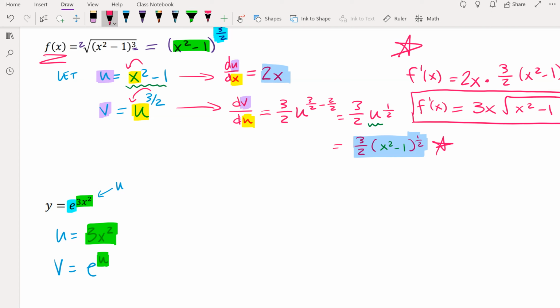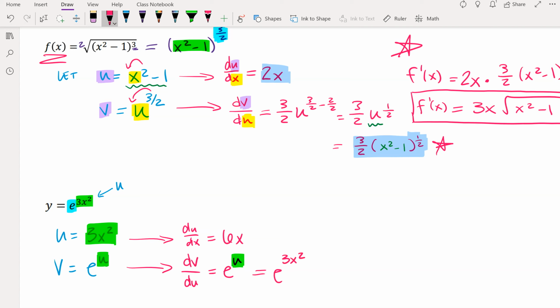Sweet. Now what we need to do is take derivatives of these. So du dx equals 6x by the power rule. And then dv, the derivative of the v function with respect to u as my variable in that function, equals the derivative of e to the u, which is just e to the u. Derivative of e to the x is e to the x. The last thing we need to do is plug back in for u. Remember, it was 3x squared. So that derivative is e to the 3x squared.